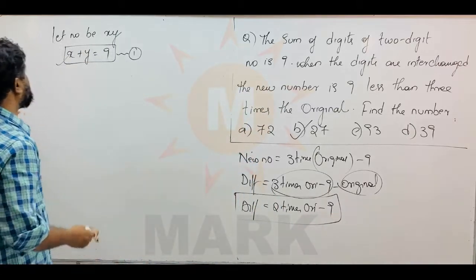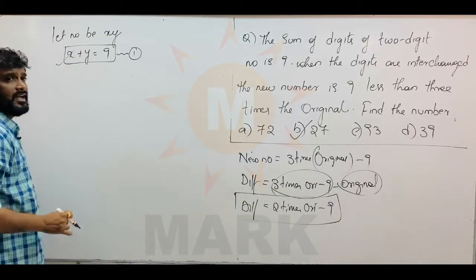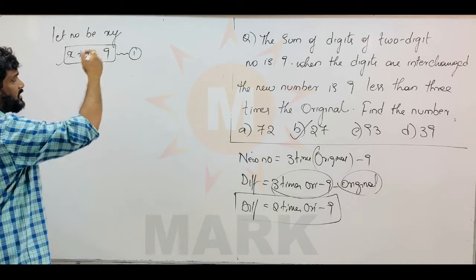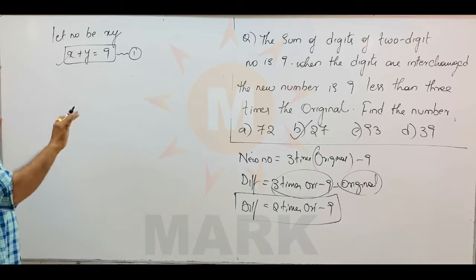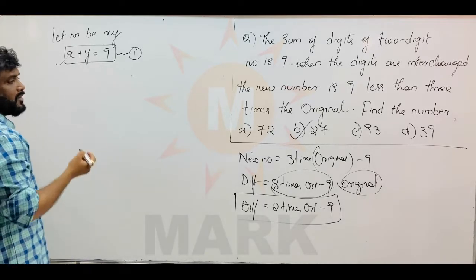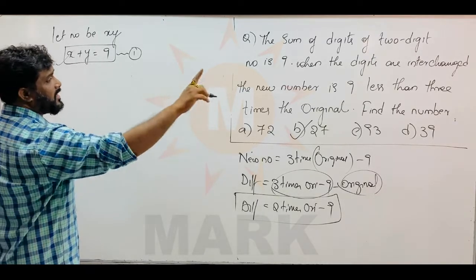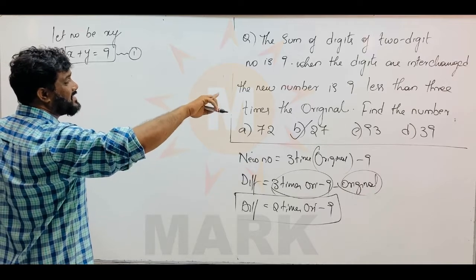My dear friends, come here. Let us suppose the number is xy, x is the tens place number and y is the units place number. So x plus y, according to the data, is equal to 9. I have taken it as equation number 1. Now my dear friends, clearly when the digits are interchanged, the new number is 9 less than 3 times the original.